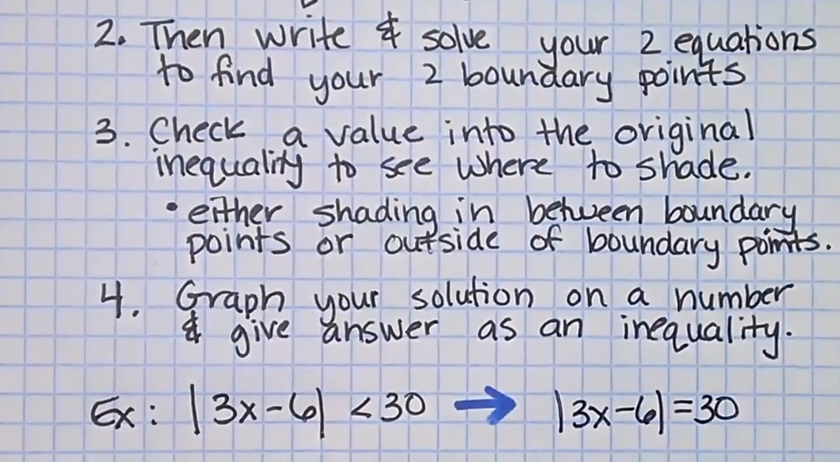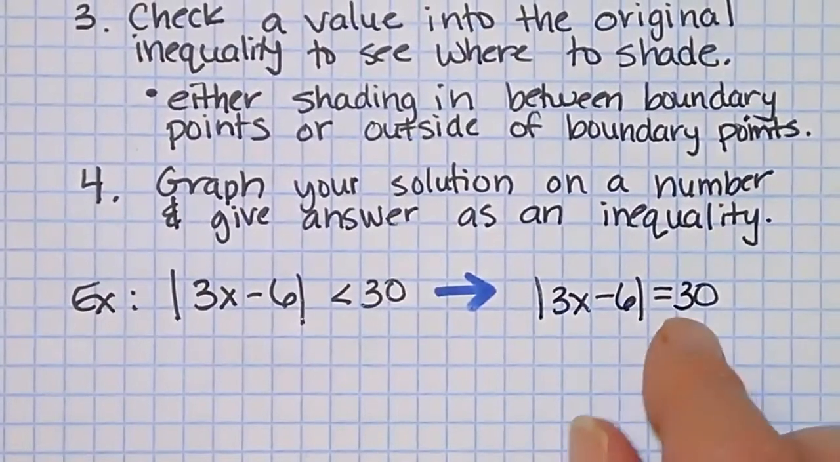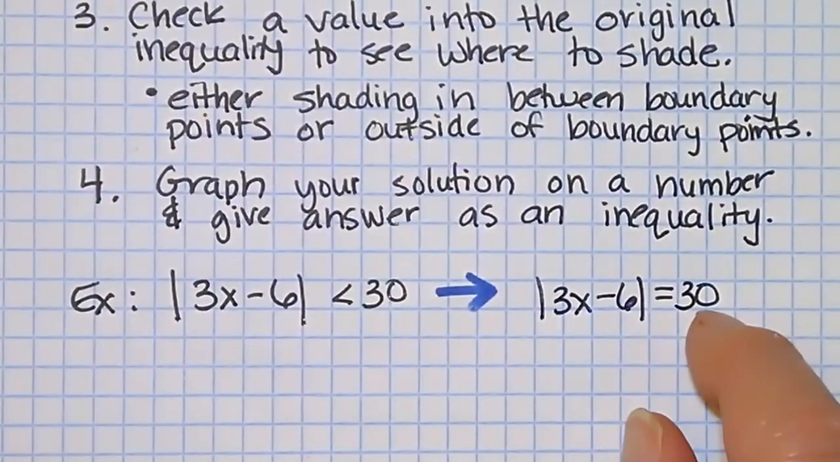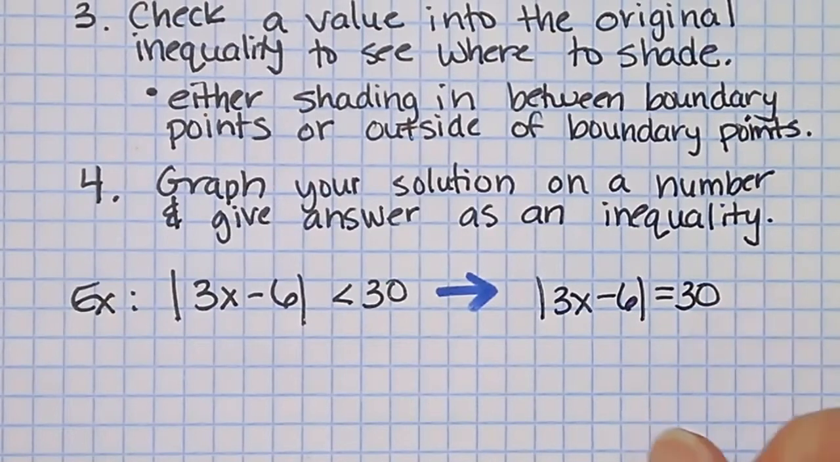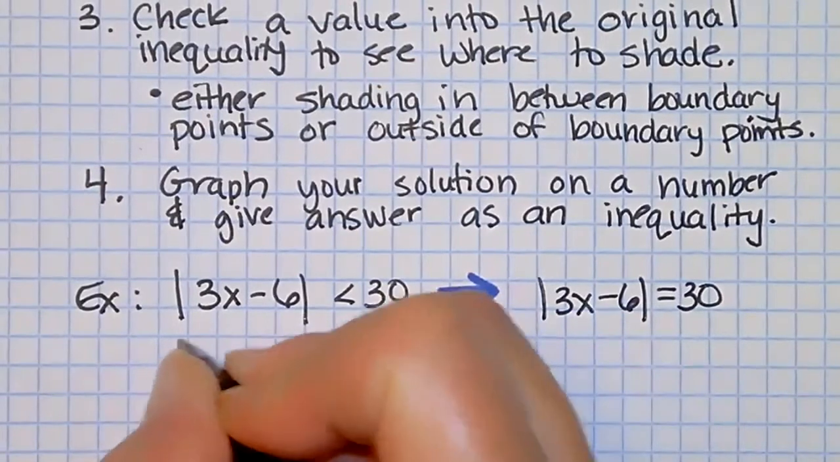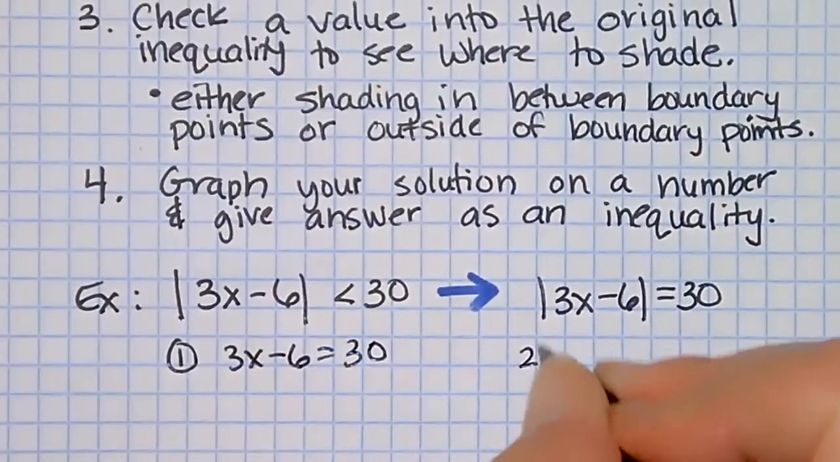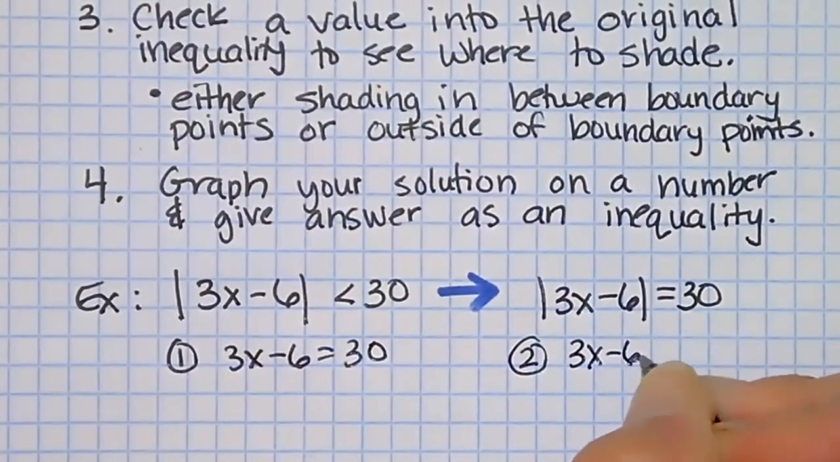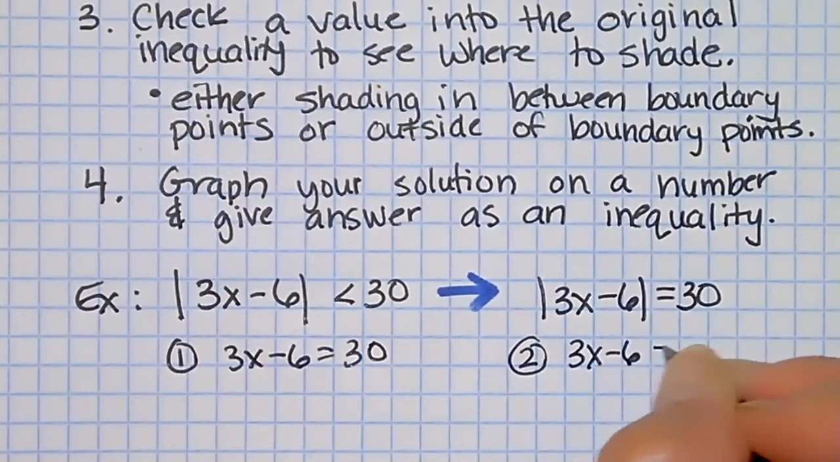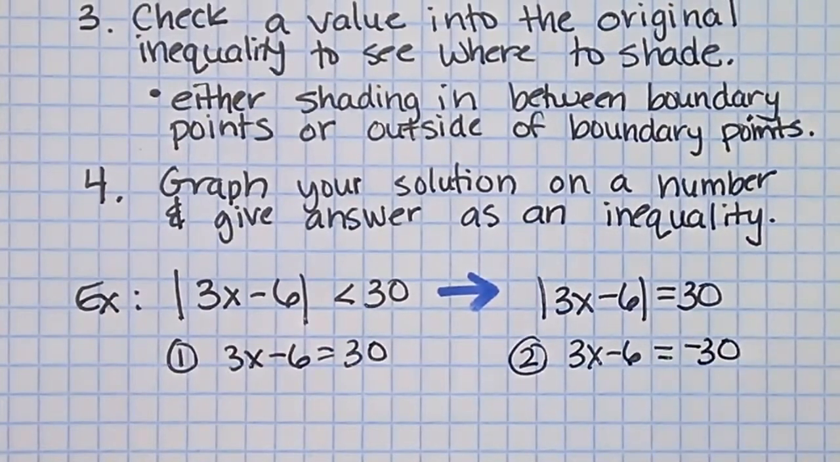And we're going to write our two equations. Now, the other day, I had you guys check to see if this was positive or negative. In this case, since we're talking about greater than, I can have it be a negative here because it's possible for something to be greater than a negative. So my first equation is 3x minus 6 equals 30. And my second equation is 3x minus 6 again, just taking what's inside the absolute value, and this time I'm going to set it equal to negative 30. And then I'm going to work these two out.